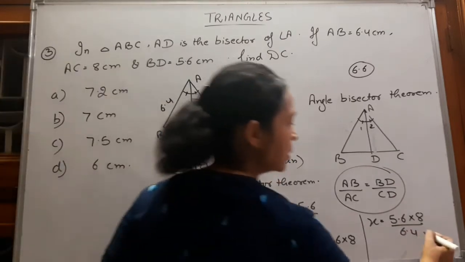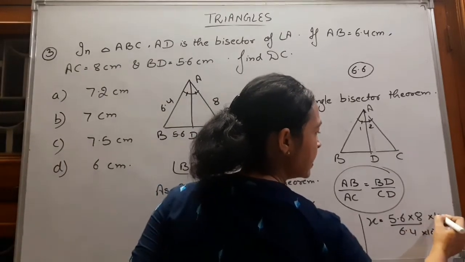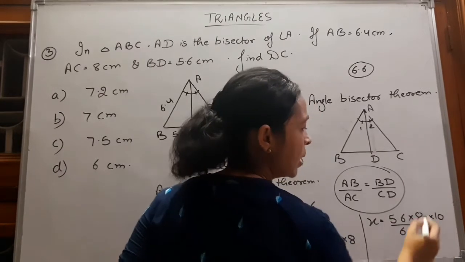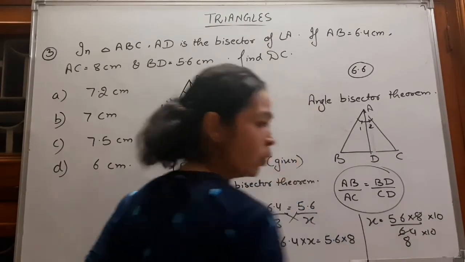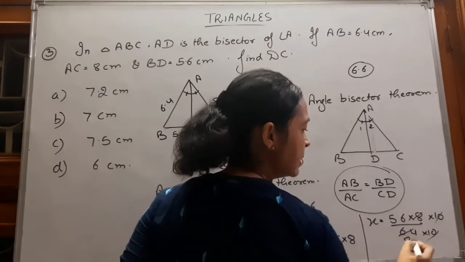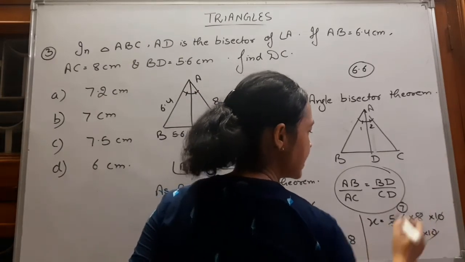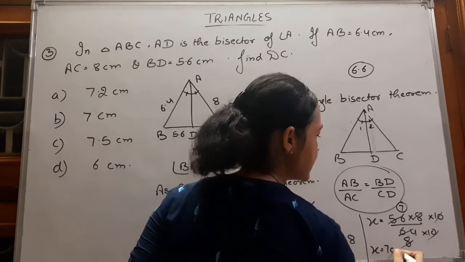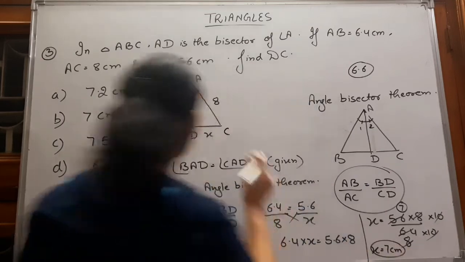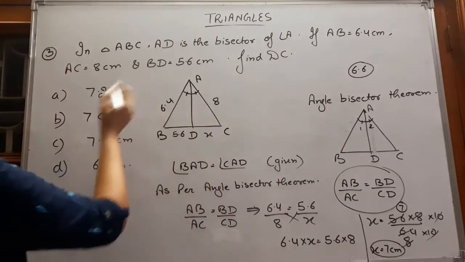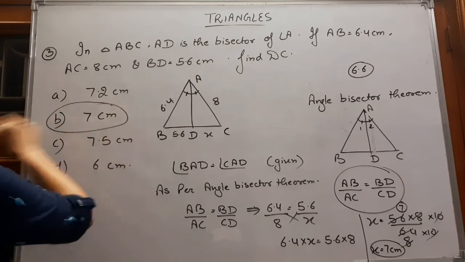Take decimals out. 10 in the denominator, 10 in the numerator. Now 8 8s are 64. Zeros cancel. 8 7s are 56. So the value of x is 7 centimeters. So the value of BC is 7 centimeters, which is our option B.